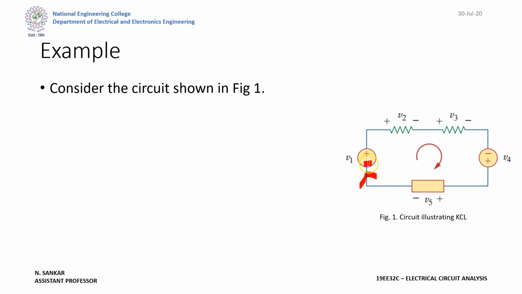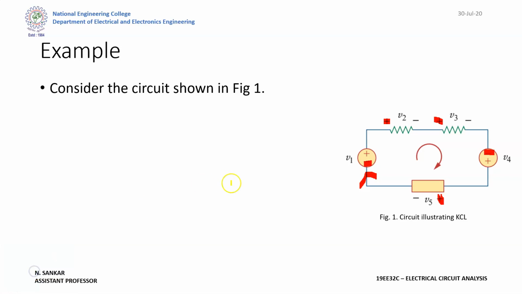So negative is the entering point, then the value of V1 is minus V1. Here the entering point is plus, so then plus V2, here plus V3, here minus V4 and here plus V5. So here I am taking the entering point, and based on that I have given the polarity.